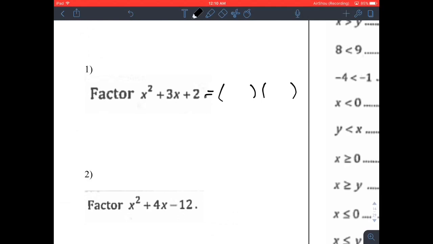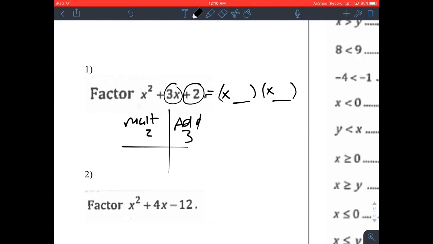Since the lead coefficient is a 1, this is going to factor into just x and x at the beginning of each binomial. We take the square root of the first term. Then to determine what goes in these other spots, you need two numbers that multiply to get 2, and the same two numbers add to get the middle coefficient of 3. The numbers that would do that would be 1 and 2. 1 times 2 is 2. 1 plus 2 is 3. So you make one of these plus 1, you make the other one plus 2. Doesn't matter which one is which, and that's factored.